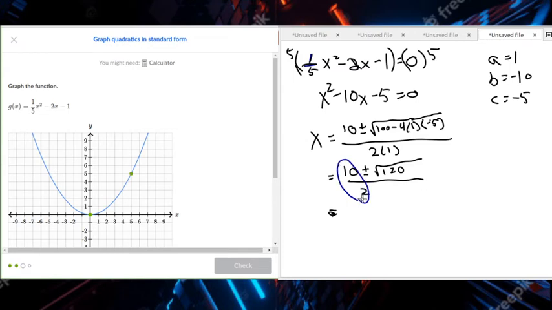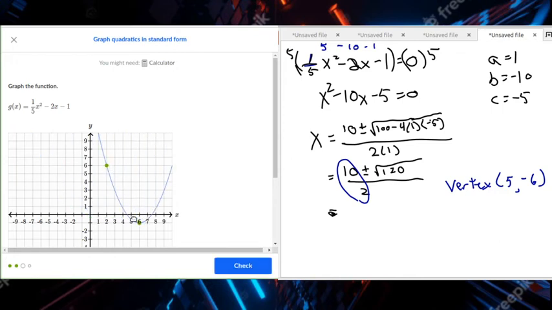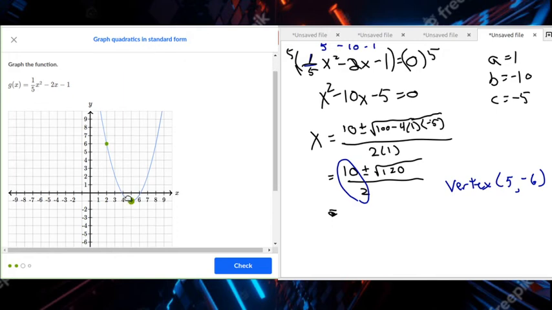We're going to be in the same situation as before, where we have the vertex right here. So our vertex is at x equals 5, and then I'll substitute it back up into here. So this is going to be 5 squared, which is 25, 1/5 of that is 5, minus 10 minus 1, so that's going to be negative 6. So the first thing I can do is get this to 5, negative 6.